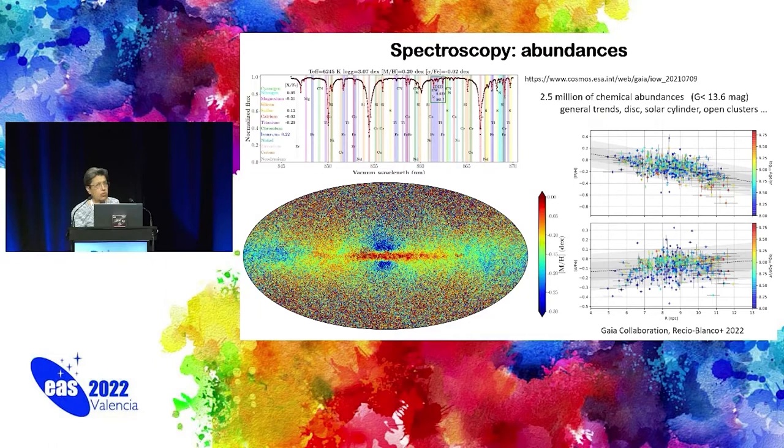This is based on 2.5 million chemical abundance determinations for stars brighter than about 13.6. And here on the right part, you see the trends with galactocentric distance of the chemical compositions in general and the alpha elements. So here we have a clear trend. Here is something a bit more flat on the determination.